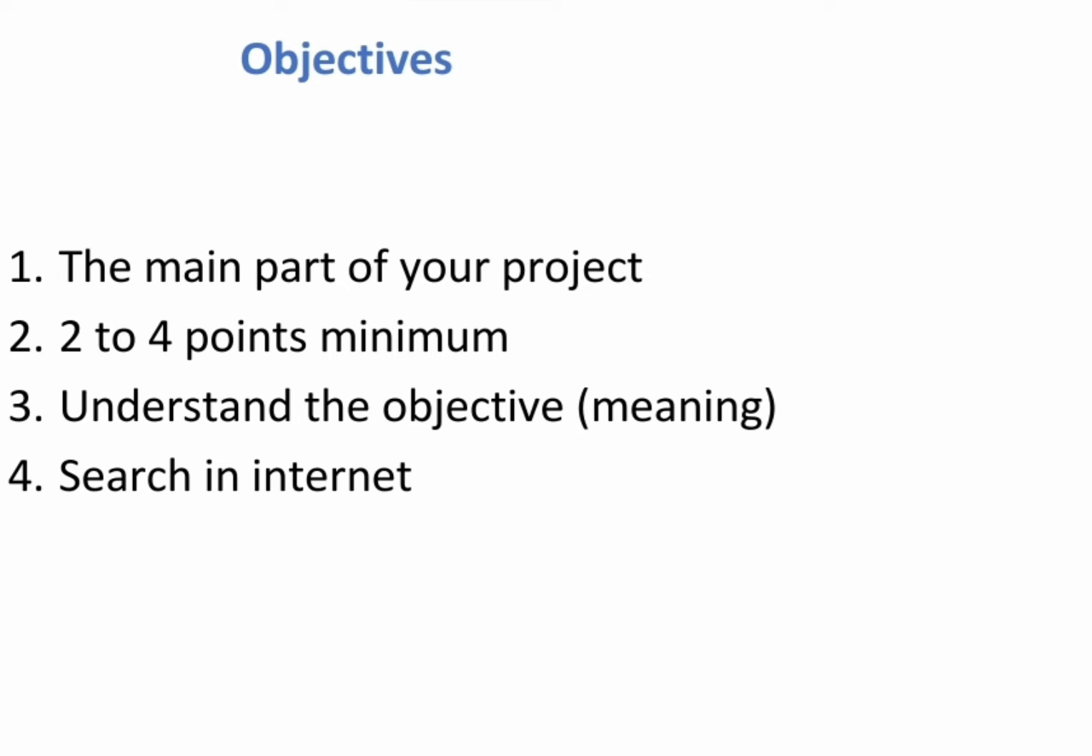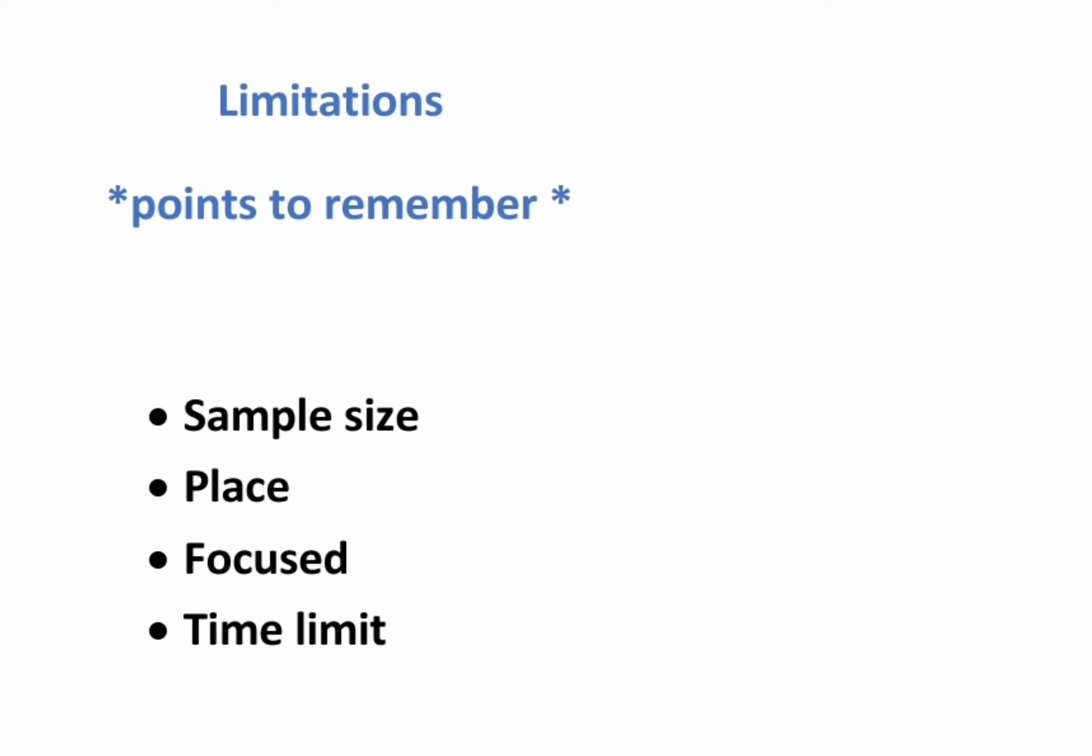So whenever it comes to marketing, you can mention easy objectives like satisfaction and purchasing pattern. It will be very helpful for you in understanding. And the limitations. When it comes to limitations, you can mention the sample size. Now you should not worry about sample size, it will be mentioned later.